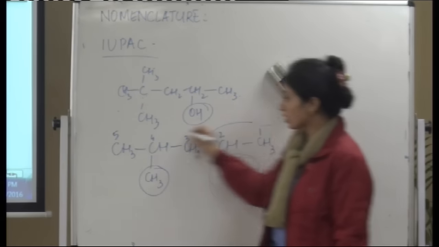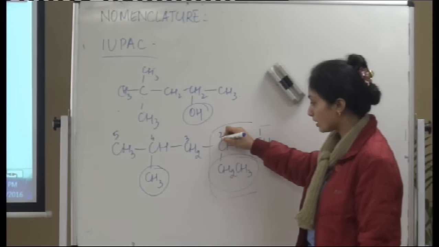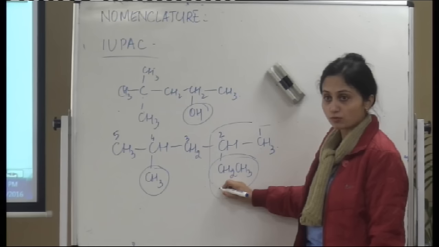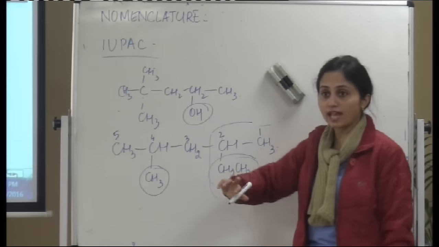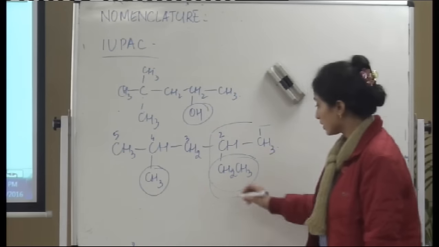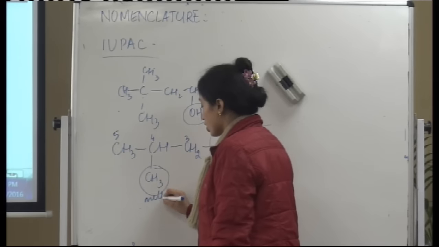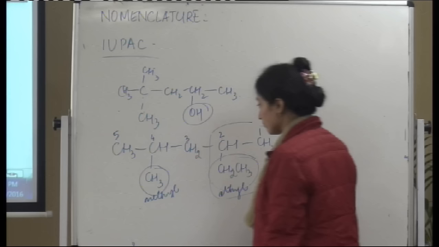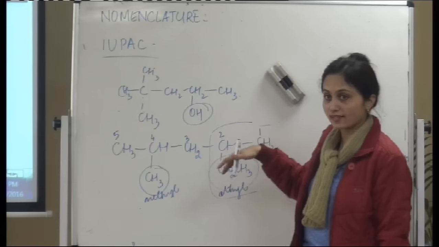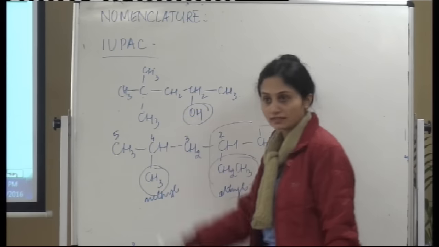So our biggest chain would be this only with 5 carbon atoms, but remember that your lower number is given to that side group or substituent which has the alphabetical order, which has the first alphabet coming in first. So here you have ethyl and here you have methyl. Because E comes before M, we are giving ethyl the lower number. So it would be 2-ethyl, 4-methyl, pentane.